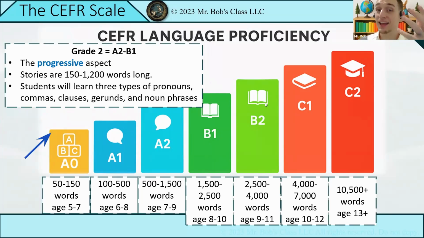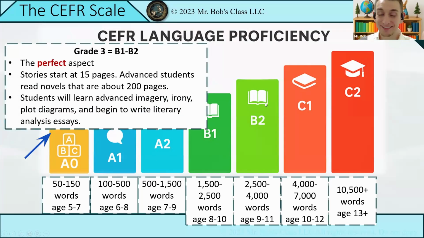And then as we move on to the grade 3 lessons, these are at the B1 or B2 level on the CEFR scale. And this is when we start to learn about the perfect aspect in the past, present, and future tenses. And wow, there's a huge range of lessons here. Stories can be as short as 15 pages or as long as 200 pages. Students will learn about imagery, irony, plot diagrams, and will begin to write literary analysis essays. Wow, there's a huge amount of critical thinking and creative writing that can and will happen here.